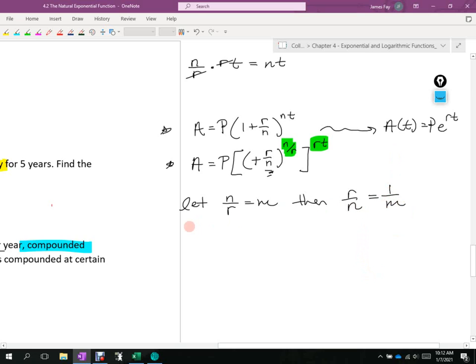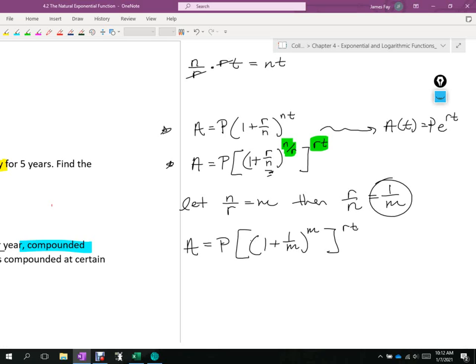Okay, so that allows me to just redefine some stuff here. Should have a 1 in there. I've got my 1 plus now r over n. I've now called 1 over m. N over r, that exponent, I call m. I'm going to raise that to the RT. So that's exactly what we had. I just redefined things, right? Relabeled it. It's all now in terms of m.